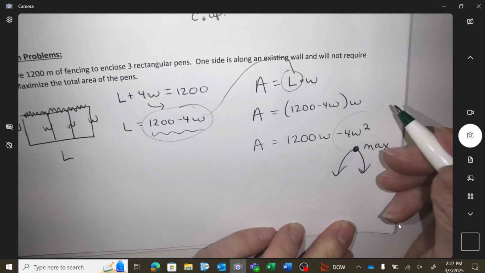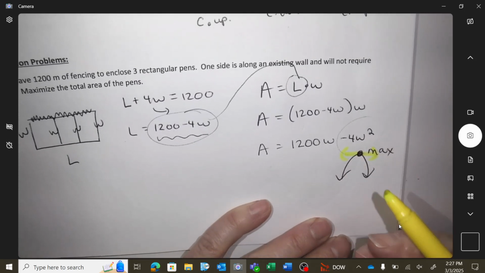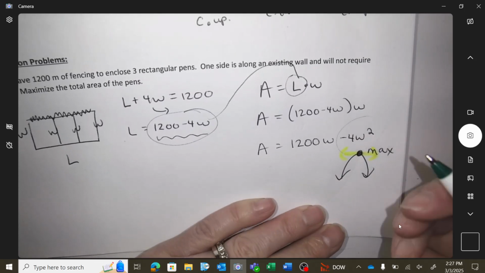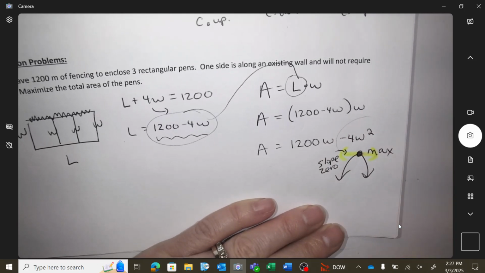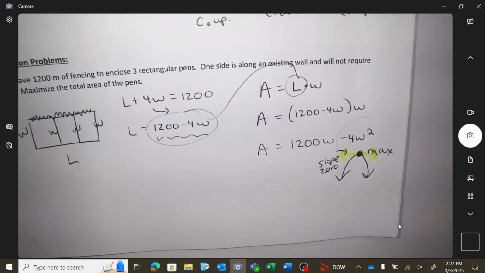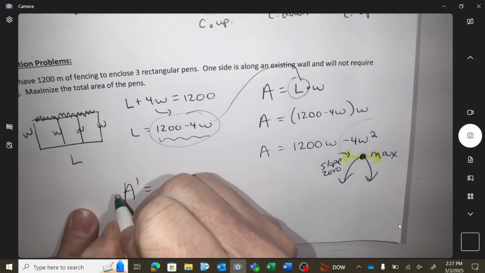To figure this out, we did a tangent line, right? What's going to go on with that tangent line? Slope 0. A slope of 0 will show me this max. Okay, so how do you get slope? What's your calculus process to get a slope? Derive.